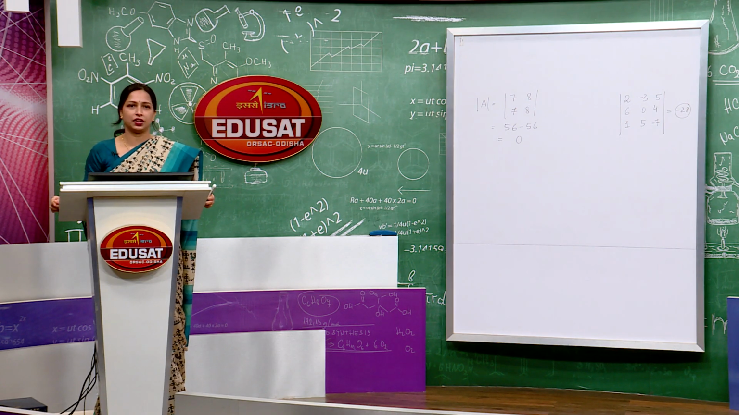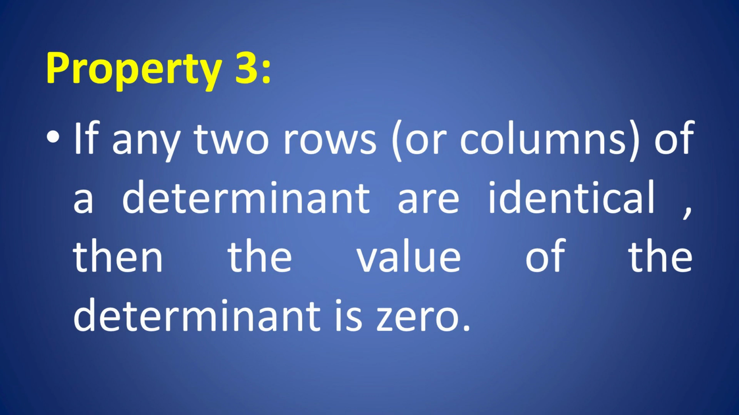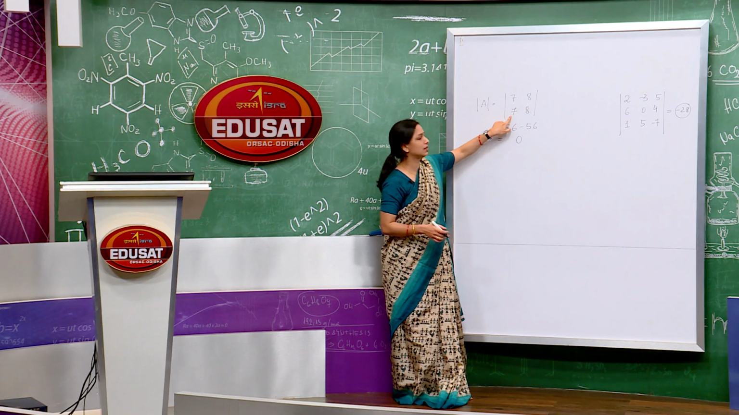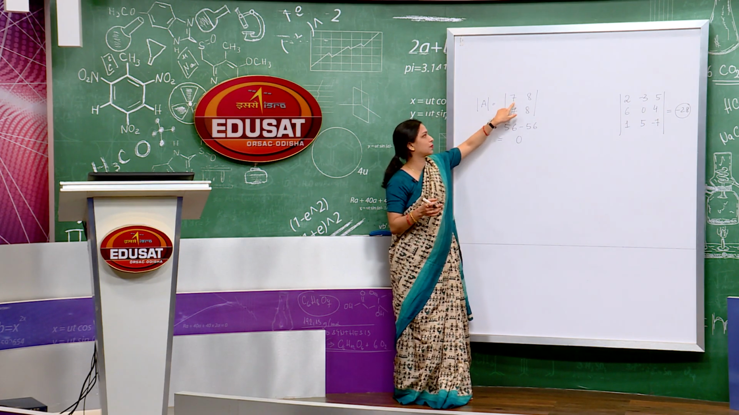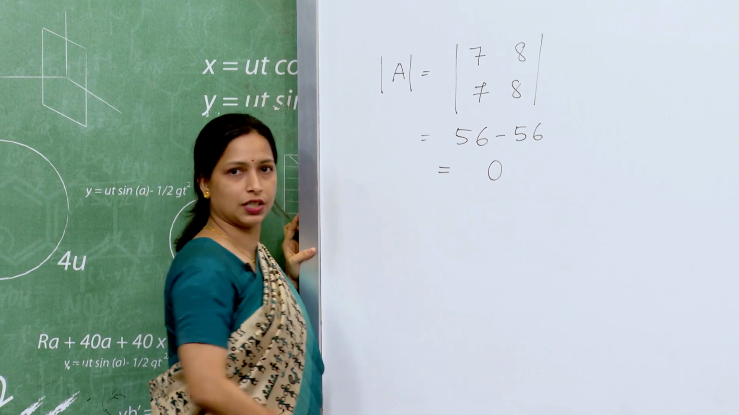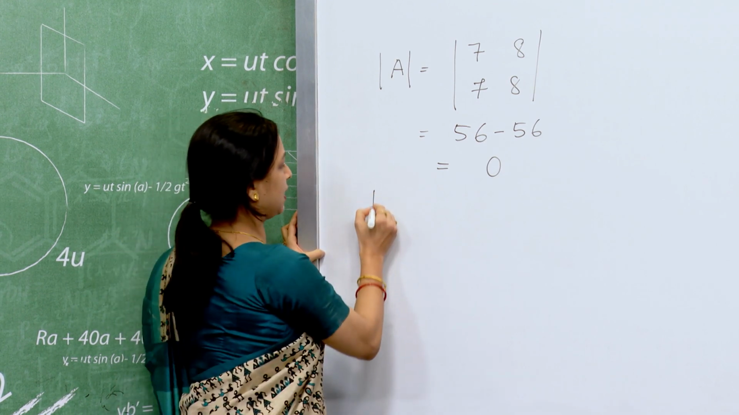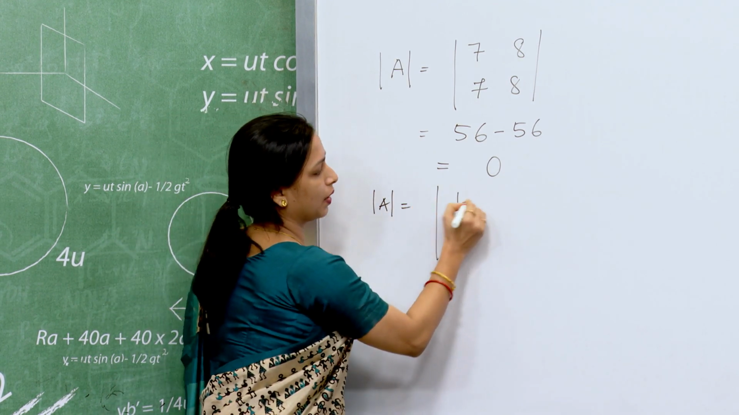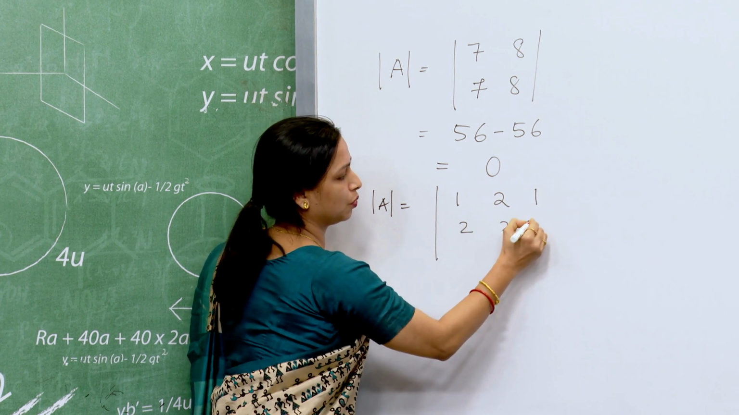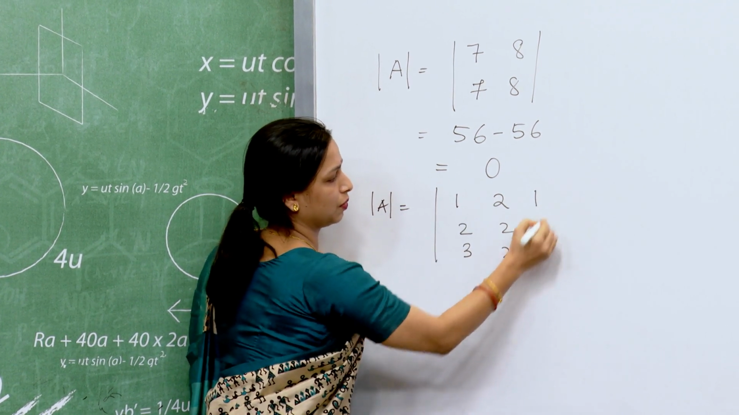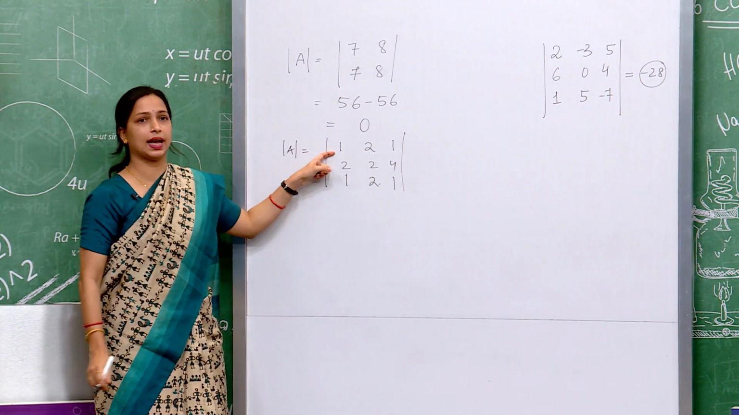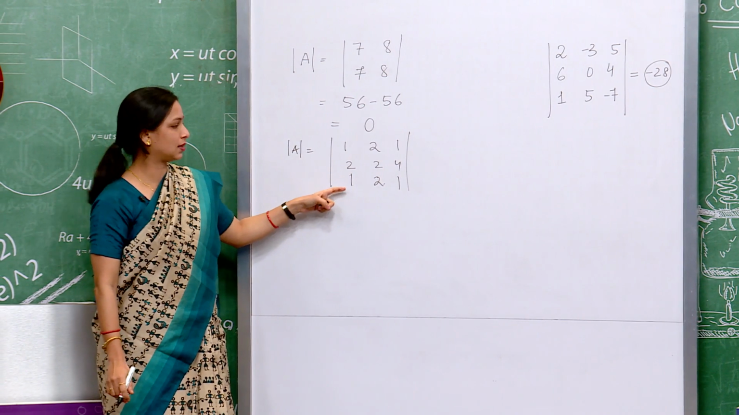So, here in property 3 we discussed that if in a determinant any two rows or columns are identical, then the value becomes 0. I already showed you that in a determinant of order 2, if row 1 is equal to row 2, equal to means the corresponding elements are same, then the resultant is 0. Now, similarly, let me show you with a determinant of order 3, let us say 1, 2, 1, 2, 2, 4, 3, 2, 1, 2, 1, right. So, here we can see that row 1 is same as row 3, right.